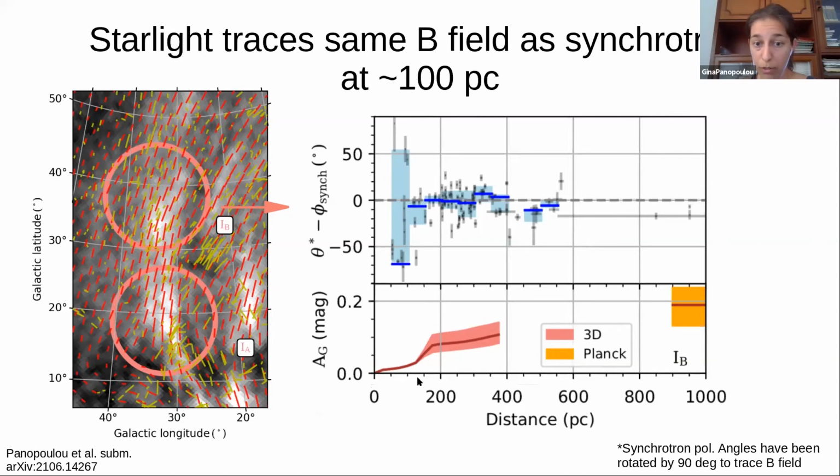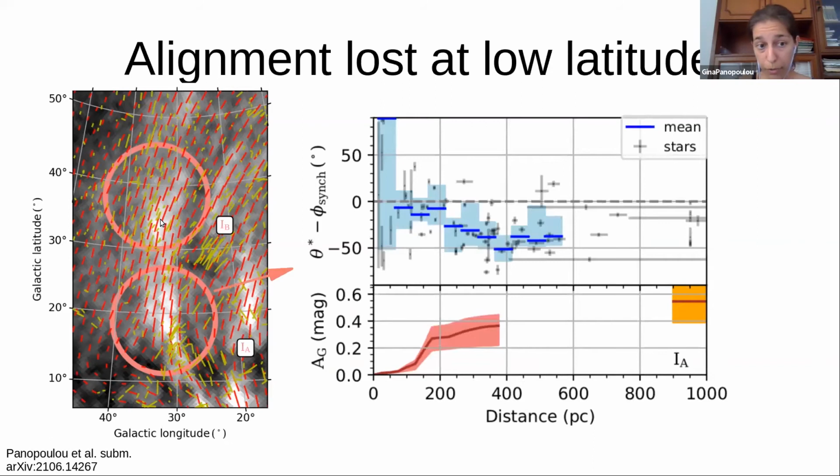So extinction as a function of distance and polarization angle as a function of distance shows that loop one has to be at around 100 parsecs, at least for this region over here. Now, at lower latitudes, the situation is different.